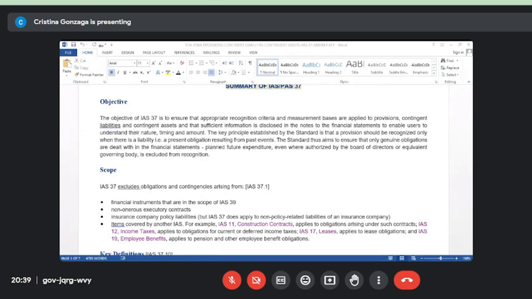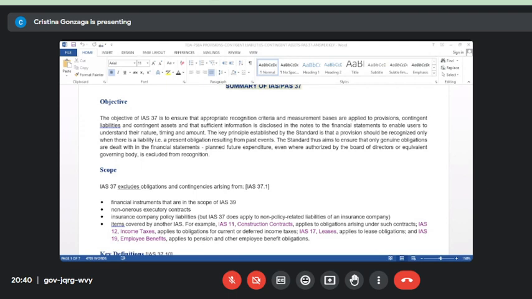So ulitin ko, for virtually certain, probability is above 95%. Kapag probable, the probability is above 50% and up to 95%. Kapag possible, the probability is between 5% and up to 50%. Hindi siya lalampas ng 50%. Pag sinabing remote, probability is below 5%.